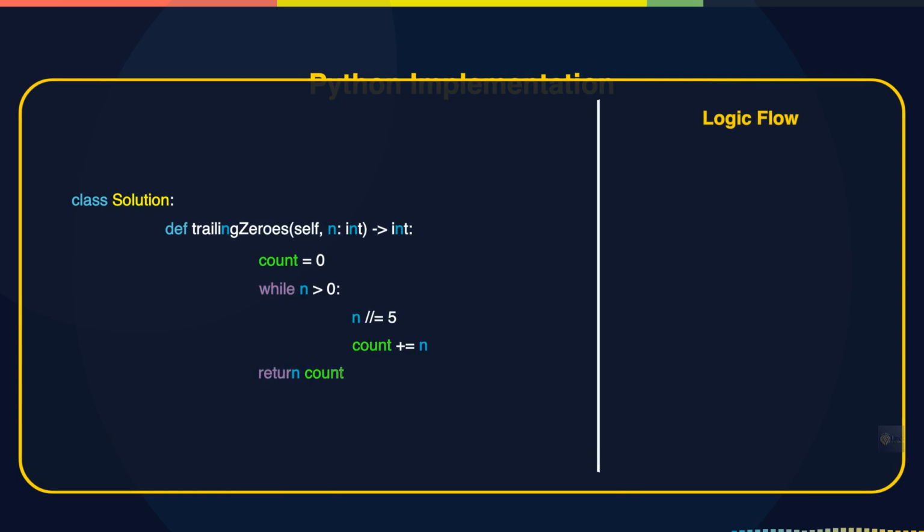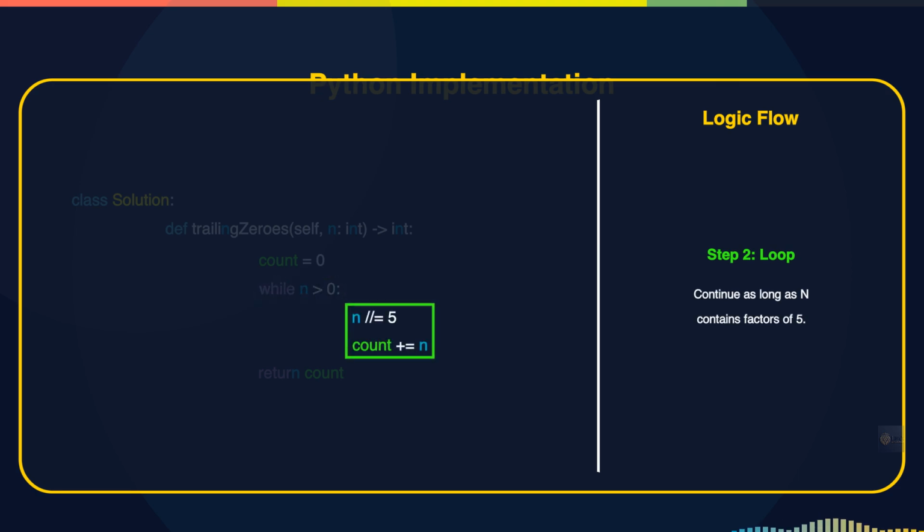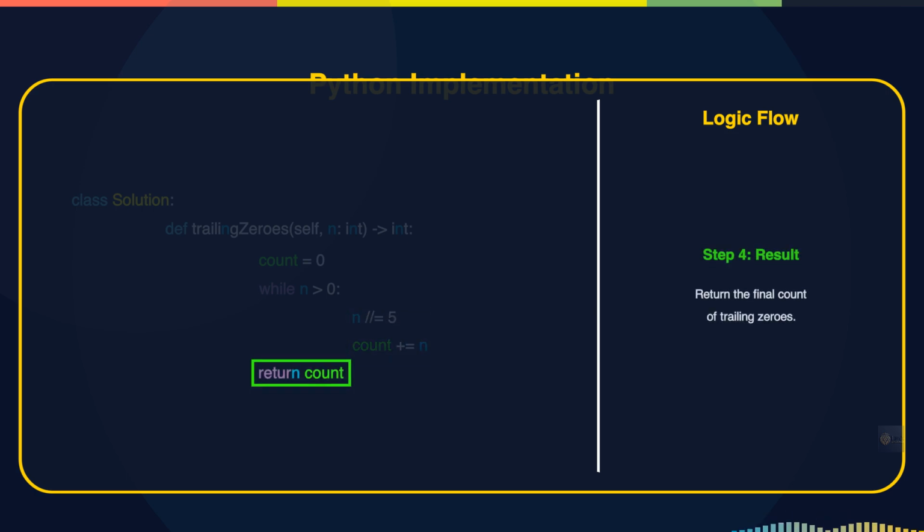We initialize our count variable to 0. We use a while loop that continues as long as n is greater than 0. Inside, we update n by dividing it by 5 using integer division. This effectively moves us through the layers 5, 25, and so on. We add this new n to our count in every iteration. Once n hits 0, we return the total count. This approach is lightning fast.